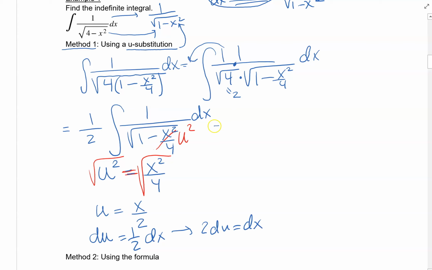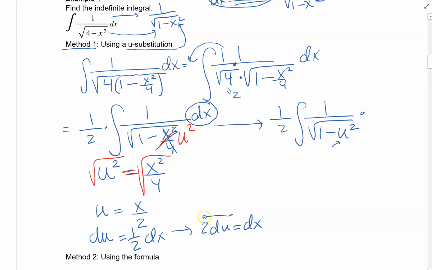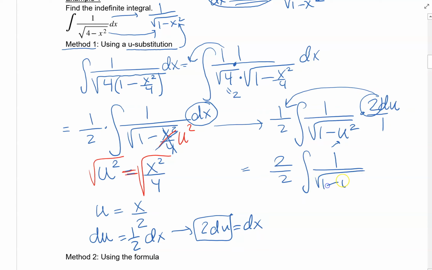So now I'm ready to replace everything in this integral. The 1/2 is still out in front. And I have an integral of 1 over the square root of 1 minus u squared, because I said that u squared is x squared over 4, so I can take out the x squared over 4 and replace it with u squared. And then when I take out the dx, I have to replace it with what it equals, which is 2 du. So I have this constant of 2 that I bring out, and then I see that my constants are going to cancel.